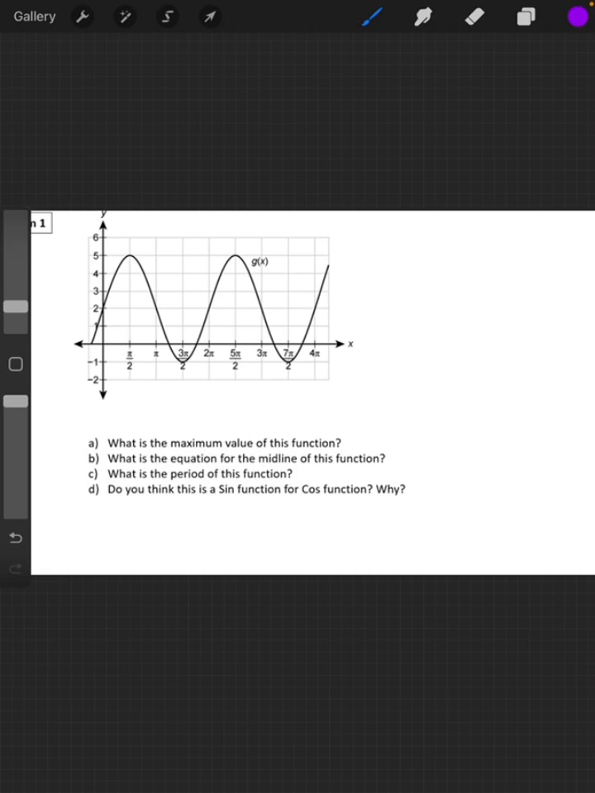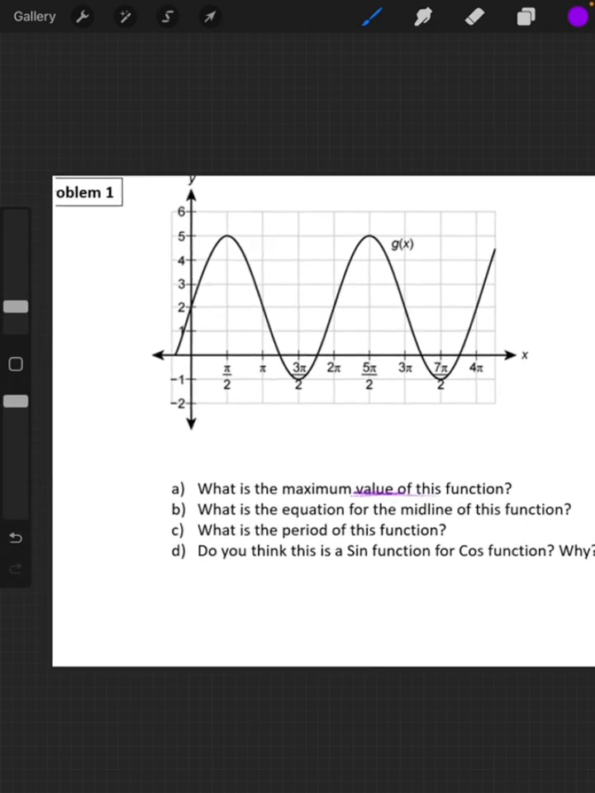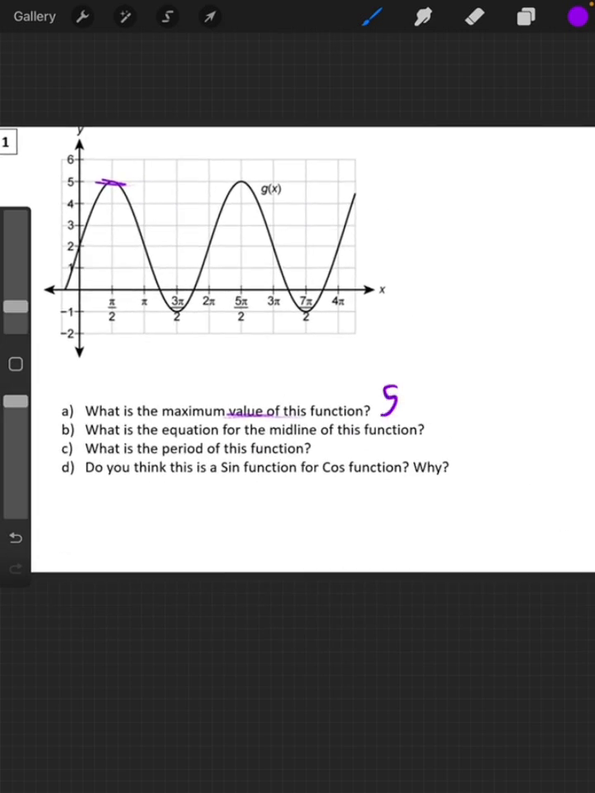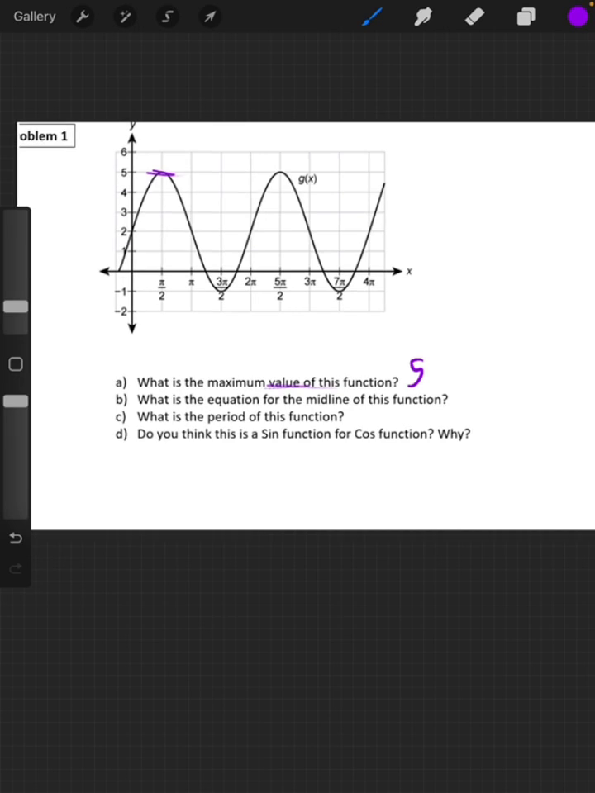First thing we need to do is find the maximum value of the function. The maximum value is basically its highest point, which we can see is 5. Then we have to find the equation for the midline of this function.